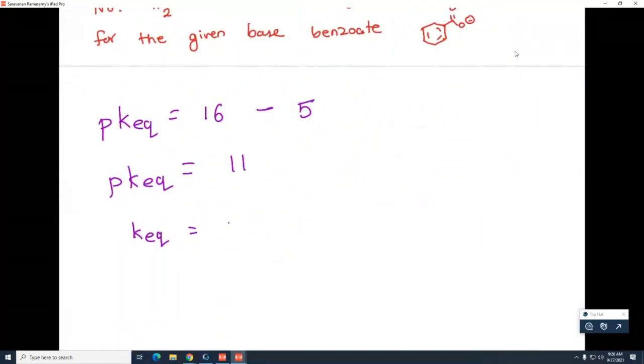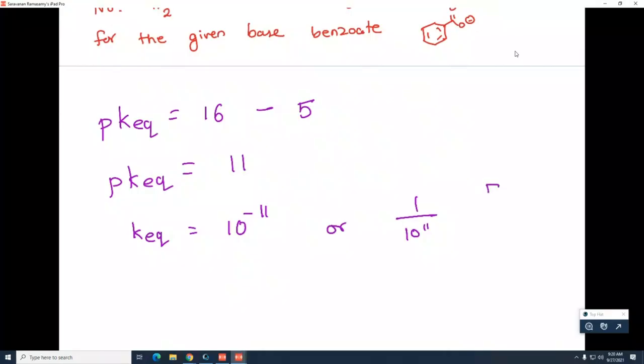Keq should be 10 to the power negative 11, right? Or 1 over 10 to the power 11. That's how much product and reactant is in your flask, the concentration of product and the concentration of reactant. For every product formed, we have 10 to the power 11 reactants that still need to react.